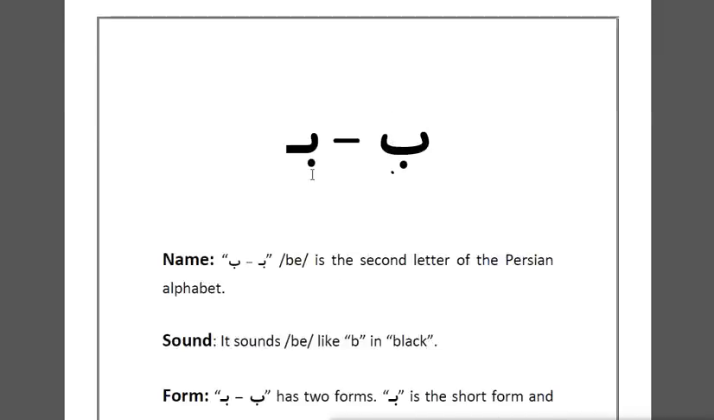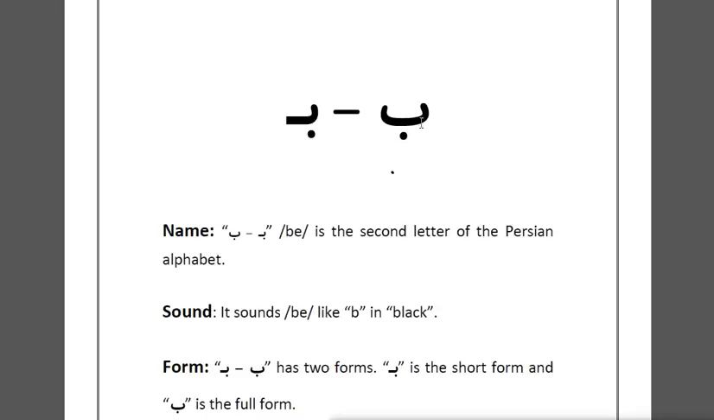On the next page, we have the next letter. This letter is Be. Be also has two forms. This one is the short form. And this one is the full form of the letter.